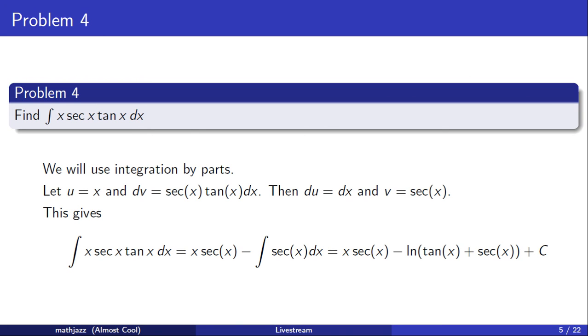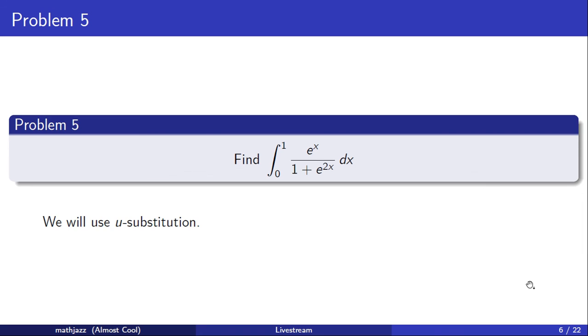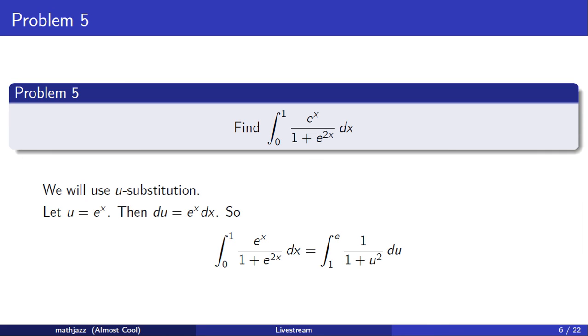Okay, so now that we have this, well, we're done. That's the answer. So we can move on. Okay, so now we have to find the integral from 0 to 1 of this fraction. And this goes back to our u substitution. It's not too bad. But we use u equals e to the x.